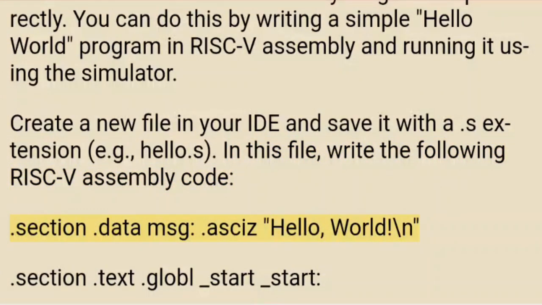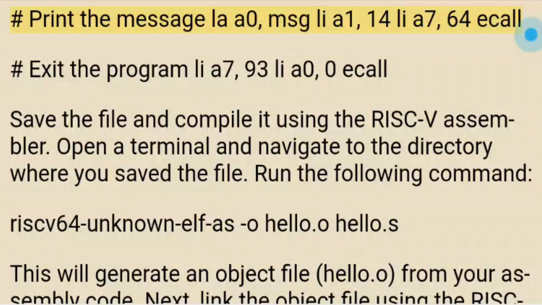.section .data msg: .asciz "Hello, world!\n" .section .text .global _start _start: # print the message la a0, msg li a1, 14 li a7, 64 ecall # exit the program li a7, 93 li a0, 0 ecall. Save the file and compile it using the RISC-V assembler.